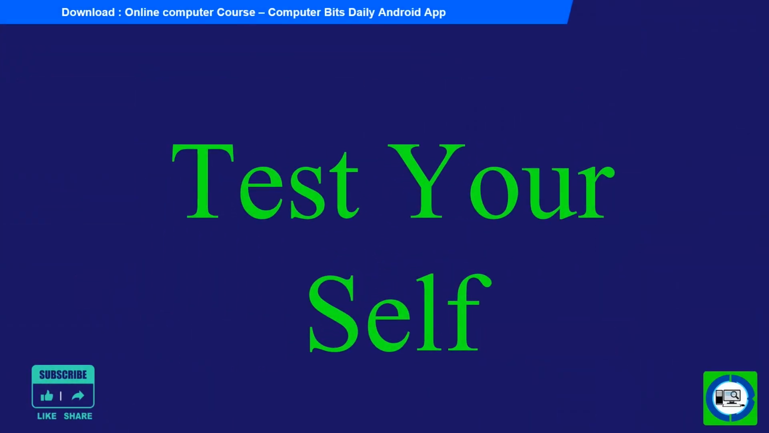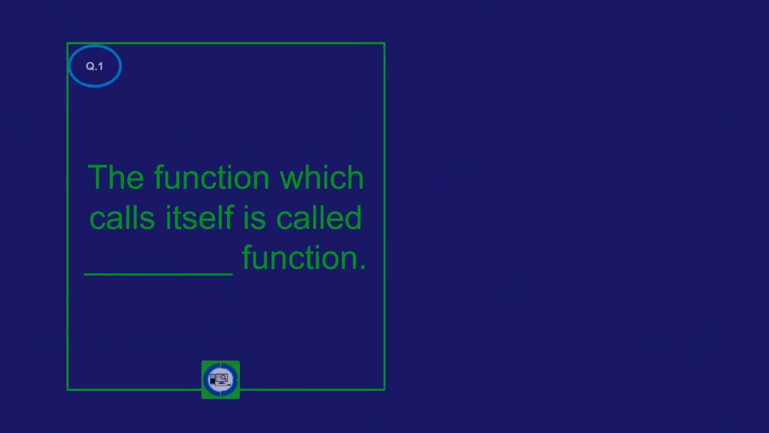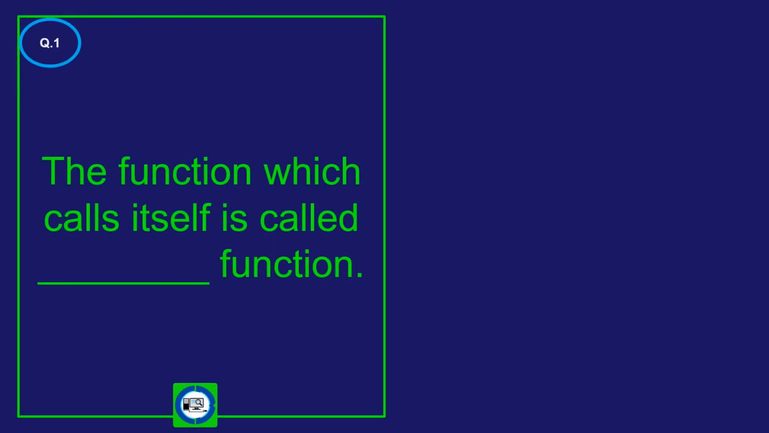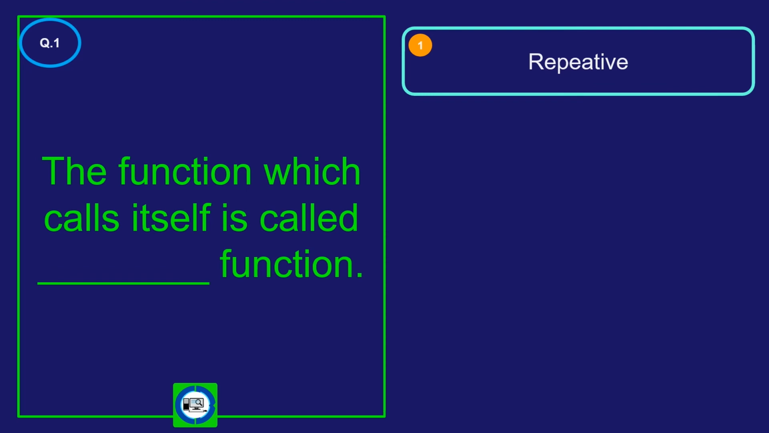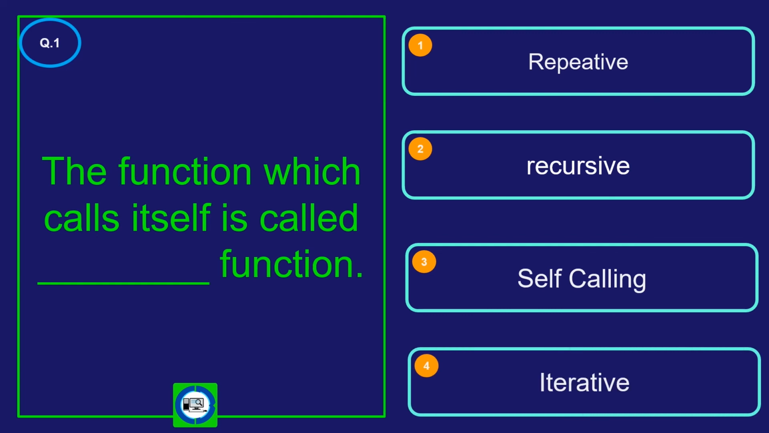This is the time to test yourself. Question is, the function which calls itself is called: option number 1, repetitive function; option number 2, recursive function; option number 3, self-calling function; or option number 4, iterative function. Take your time and select the right answer. I hope you get the answer, and the right answer is recursive function.